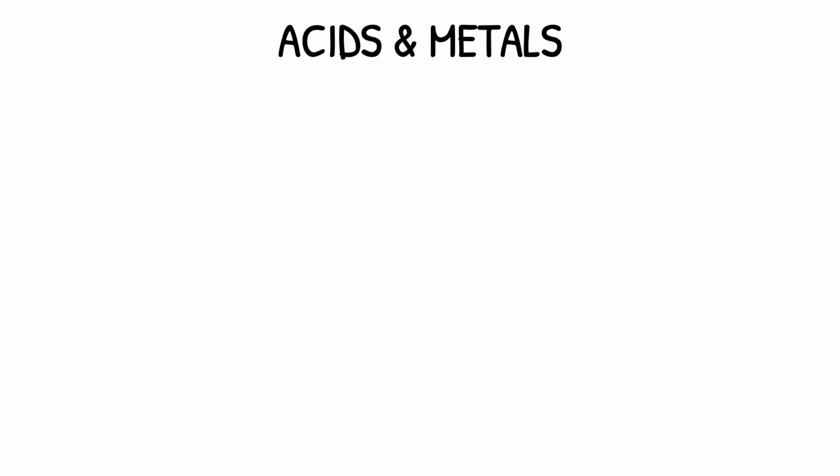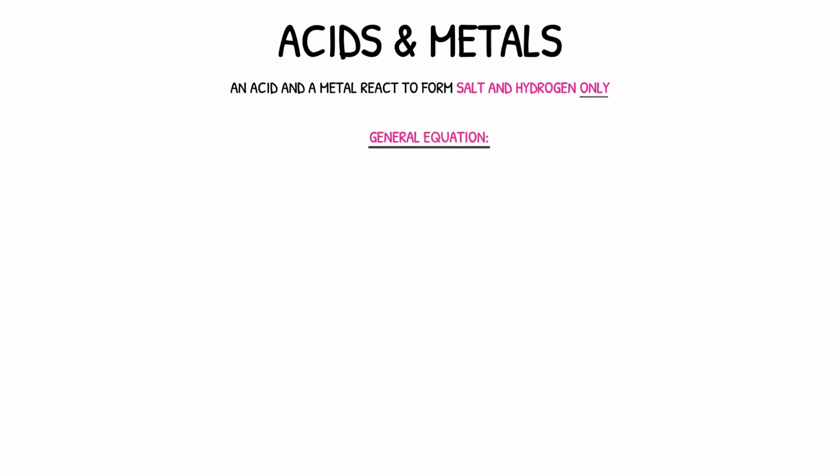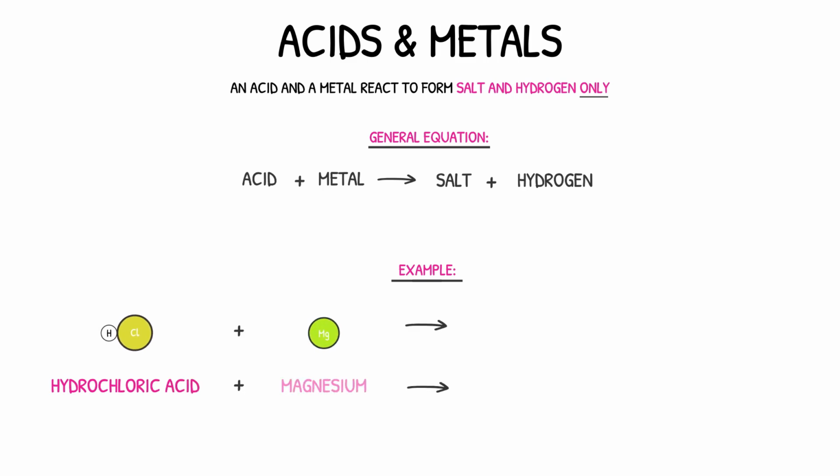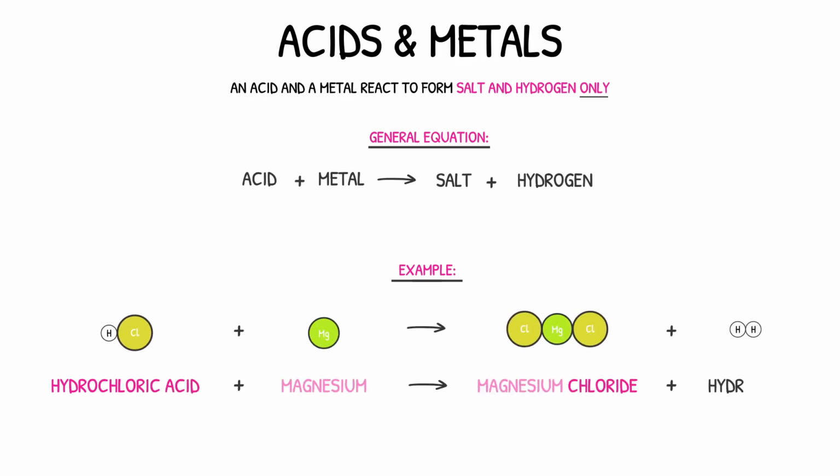The final reaction we will explore during this video is the reaction between an acid and a metal. This time, the products of this reaction are a salt and hydrogen gas. The general equation for this reaction can be written like this, where the acid and the metal are the reactants, and the salt and the hydrogen are the products. For example, the reaction between hydrochloric acid and magnesium forms magnesium chloride and hydrogen.